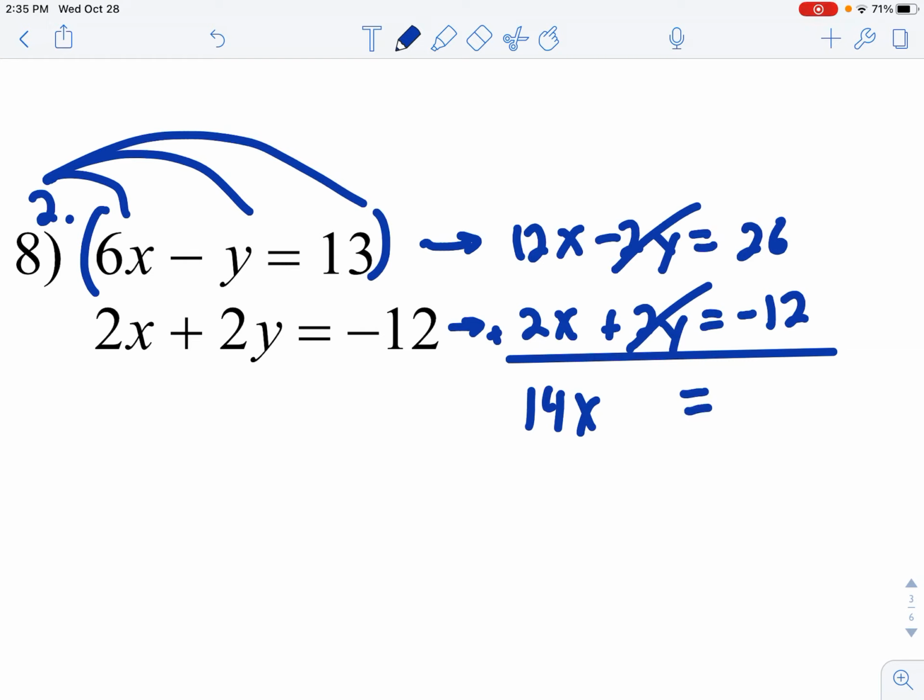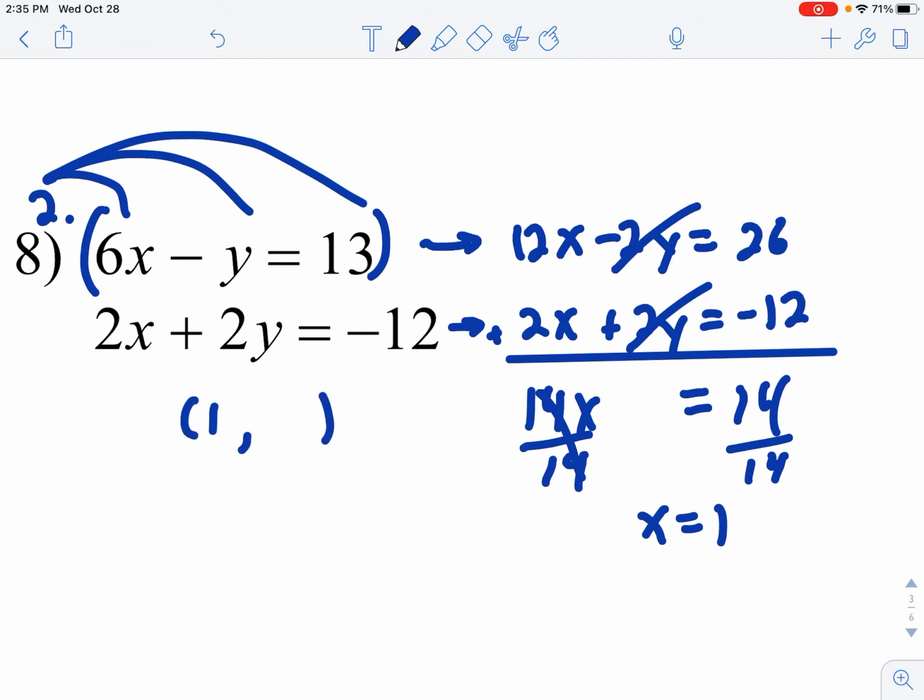26 plus negative 12 is 14. Notice you get numbers that divide out very easily. 14 divided by 14 is 1. That is half our answer. We know what x is. We've got to figure out what y is.